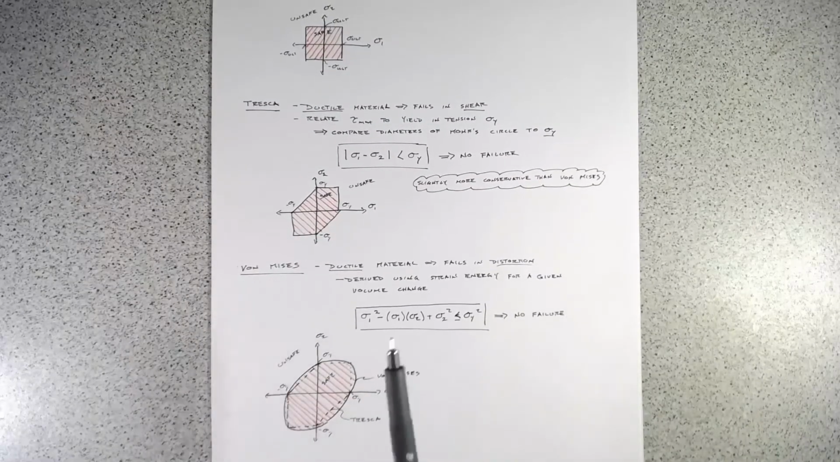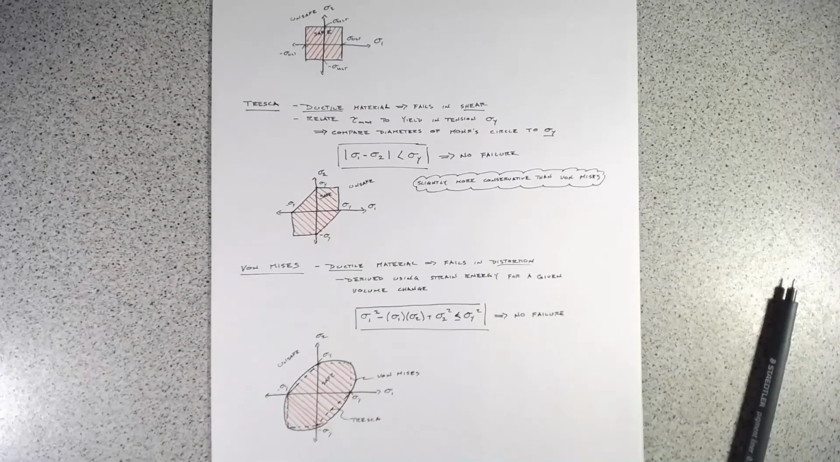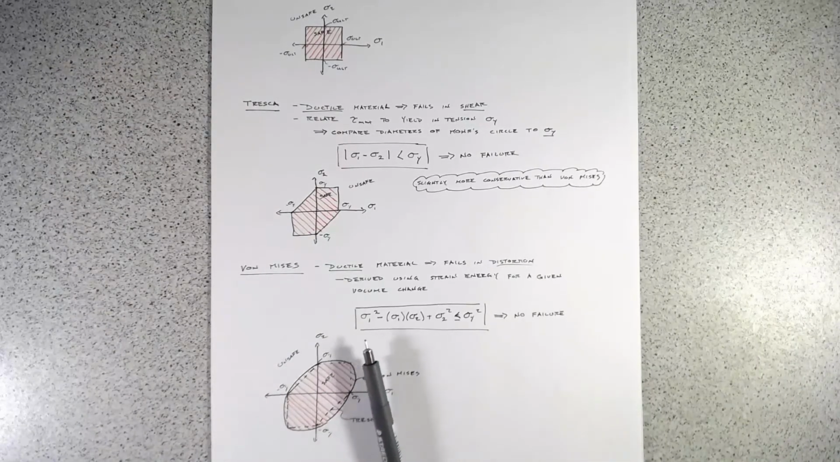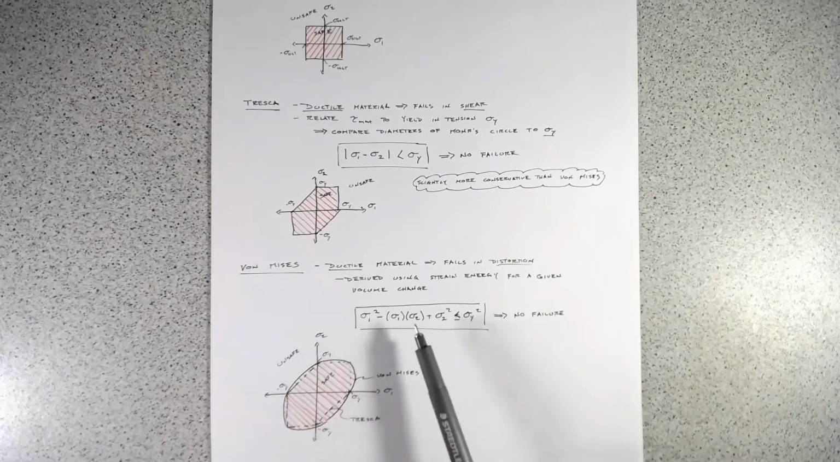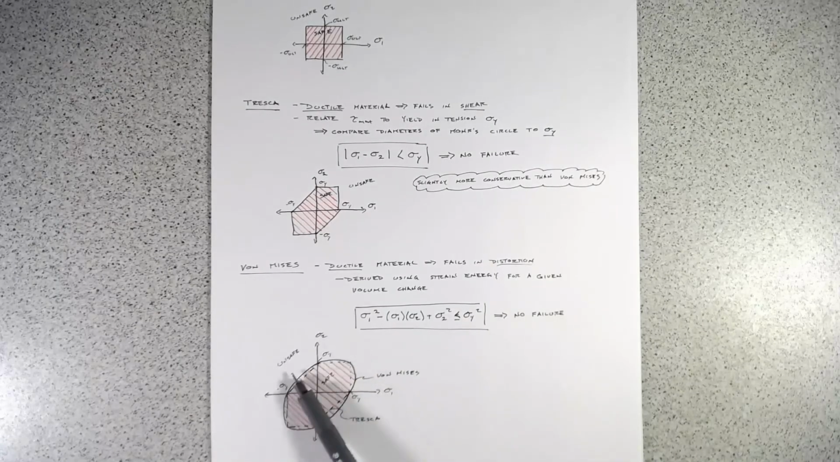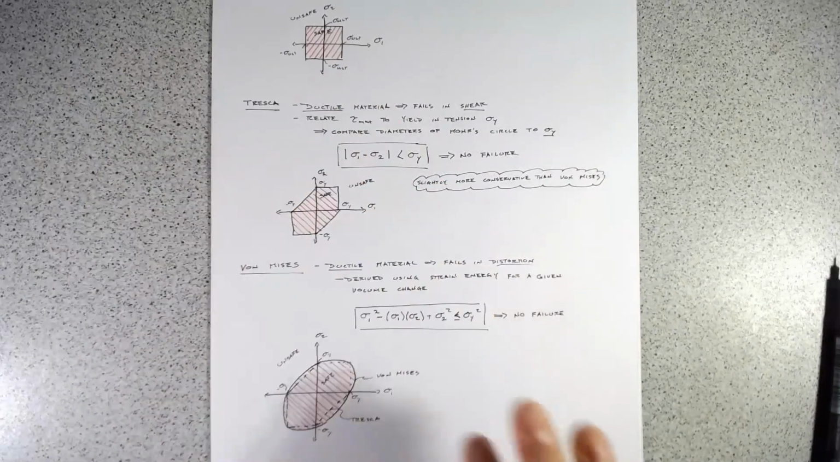And then for von Mises, it's distortion energy. And we can use the strain energy for a given volume change in order to derive that. Basically it says that if you plot your principal stresses out and it's an ellipse which is smaller than the ellipse here at yield, then you have no failure. And that's it. So they're kind of a challenging thing when you first see them. These failure criteria must be really challenging. We've got these funky graphs.